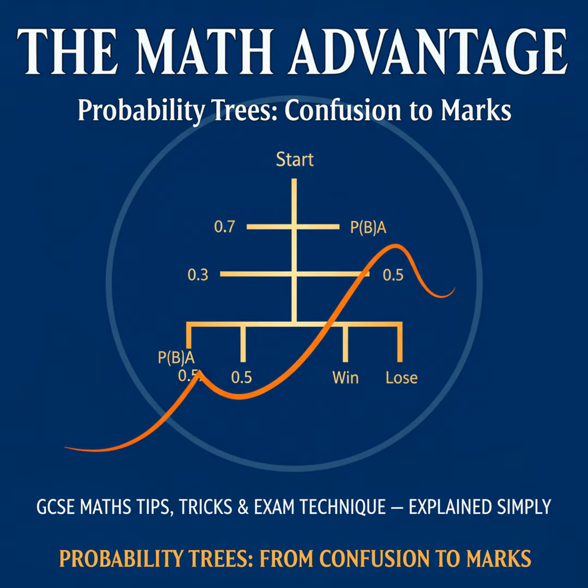Common pitfalls. Rapid fire. 1. Mixing up the order. P of A then B is not the same as P of B then A when events are conditional. 2. Forgetting to multiply along a path and instead adding the branch probabilities. 3. Failing to check whether the question is with or without replacement. 4. Not showing intermediate products. You lose easy method marks. Fix each by labelling, multiplying, and writing the products clearly.